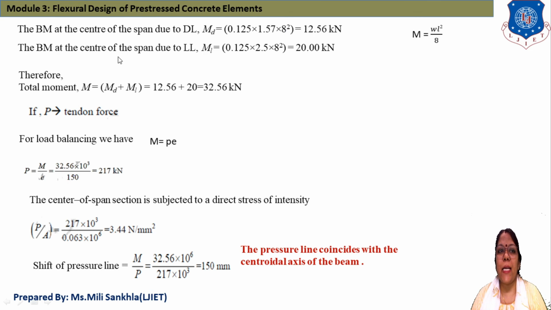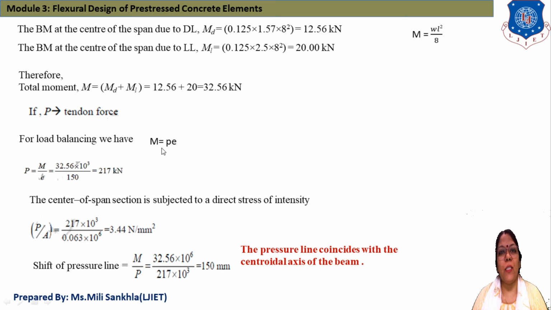Bending moment at the center of span due to live load is ML, which is again WL square by 8, where L is equal to 8 and WL is equal to 2.5. The answer is 20 kilonewton meter. Next, the total moment is the summation of the moment due to dead load and the moment due to live load, that is equal to 32.56. Okay, now one by one, here we find the balancing load.